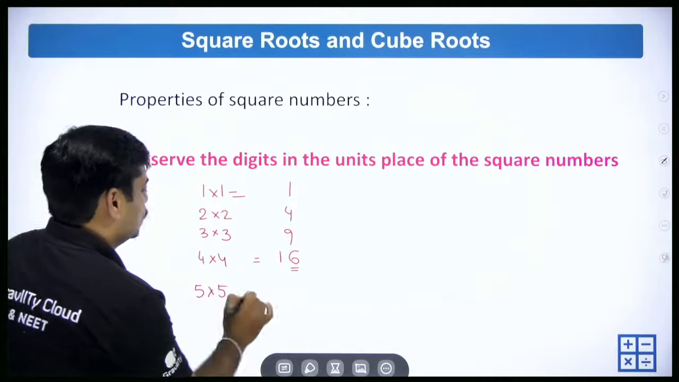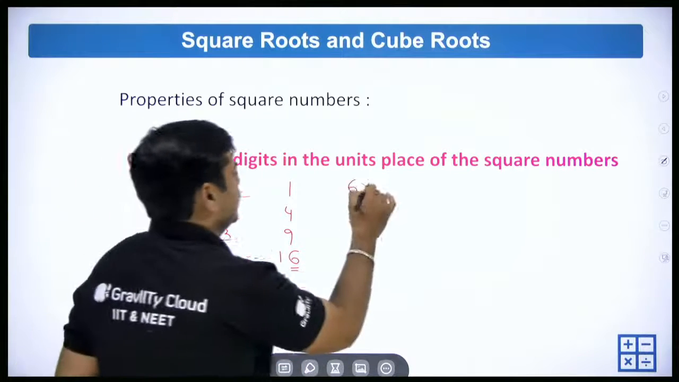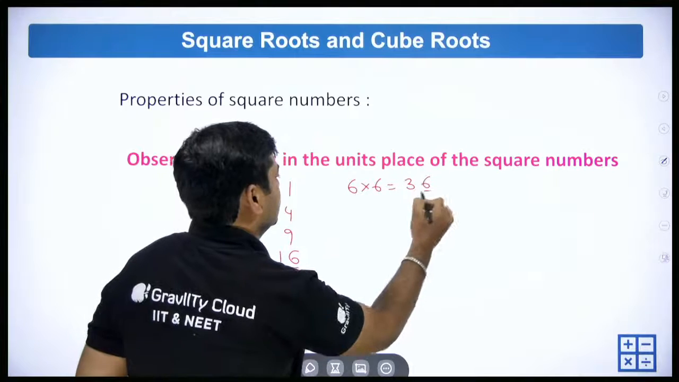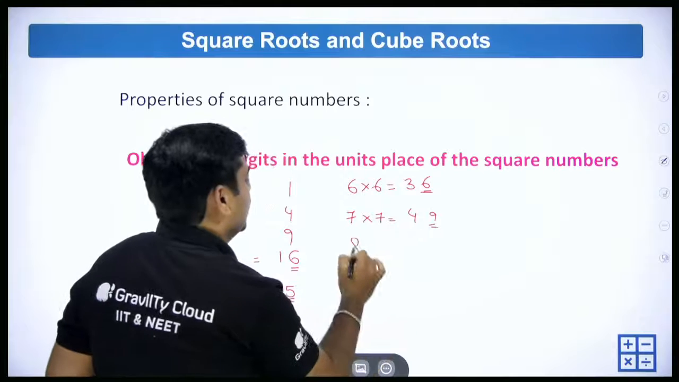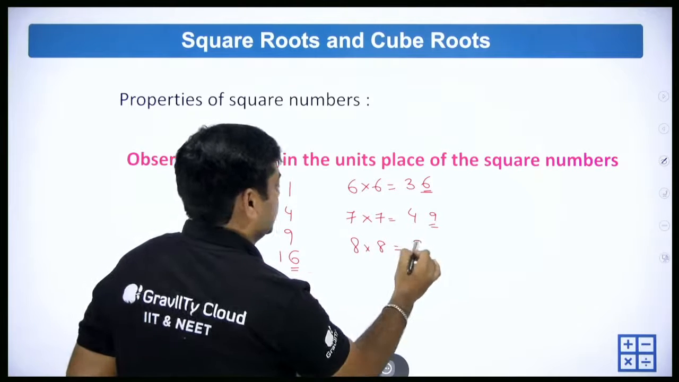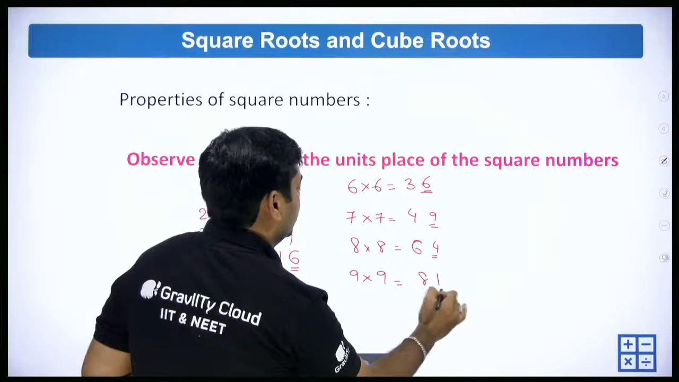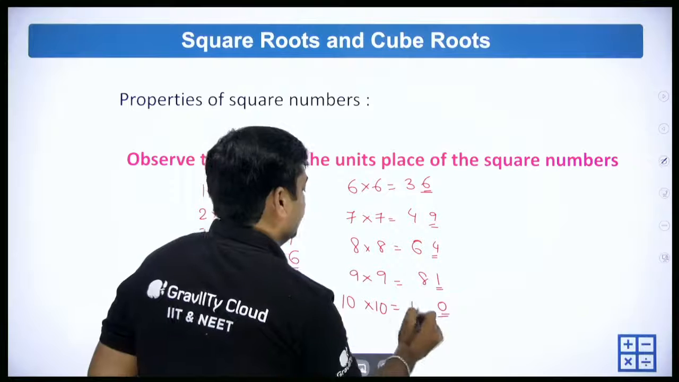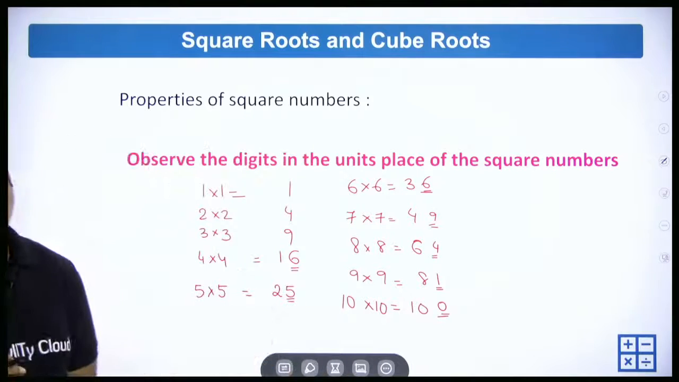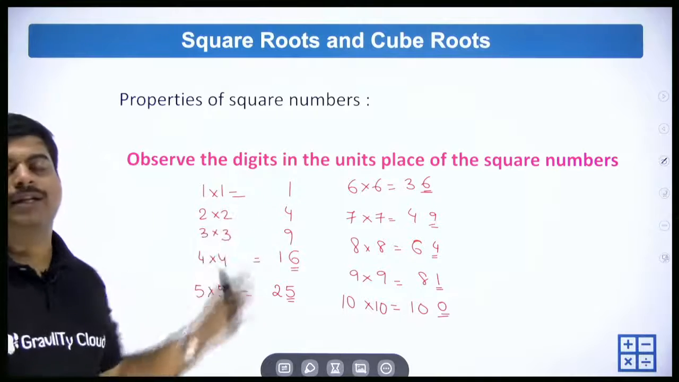5 into 5 is 25, the units digit is 5. 6 into 6 is 36, 6. 7 into 7 is 49, 9. 8 into 8 is 64, we have 4 again. 9 into 9 is 81, 1 again. 10 into 10, we get 0 at the end, that is 100. So carefully observe which units digits we are having here.